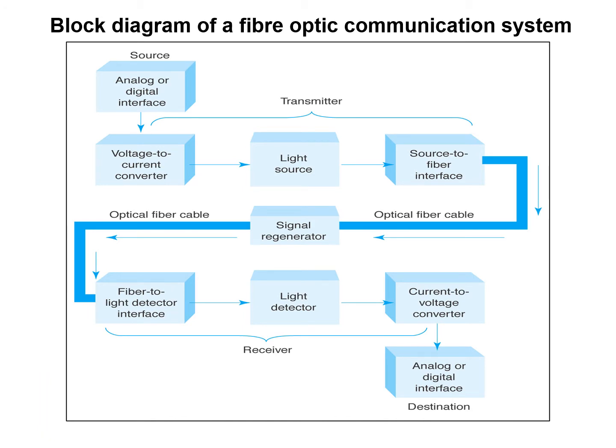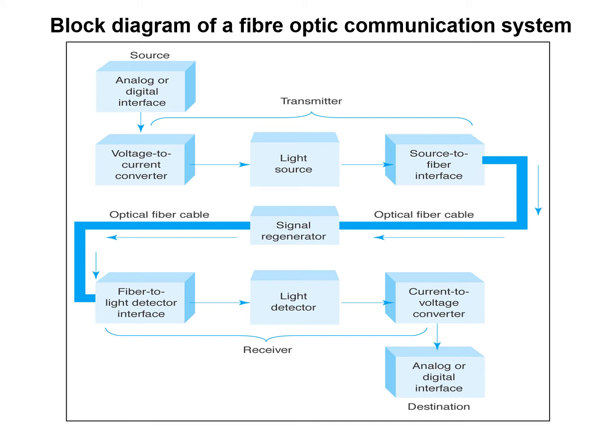This is a block diagram of a fiber optic communication system. A fiber optic communication system is able to transmit analog or digital signals. At the transmitter side, a voltage to current converter is needed in order to drive the light source. The light source can be connected to the fiber cable using a source to fiber interface. Sometimes a signal array generator is needed during transmission.